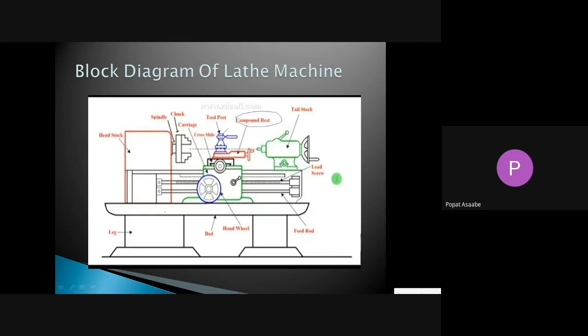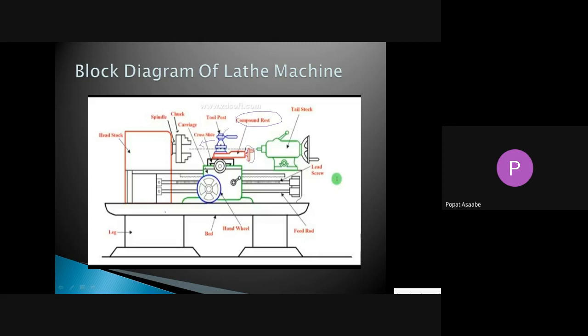In simple language, we can define the function of the compound rest as giving a small angle to the single point cutting tool. Okay, with the help of the compound rest we give the angle to the single point cutting tool, and then we can give the feed to that single point cutting tool with the help of this hand wheel.